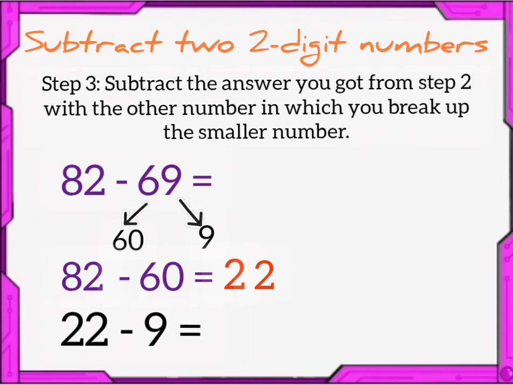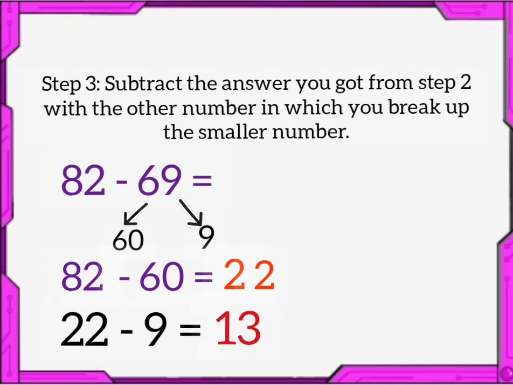And we can do this by counting backwards. So if we have 22, let's count 9 backwards. So it will be 21, 20, 19, 18, 17, 16, 15, 14, 13. So 22 minus 9 is equal to 13. And that will be your answer.